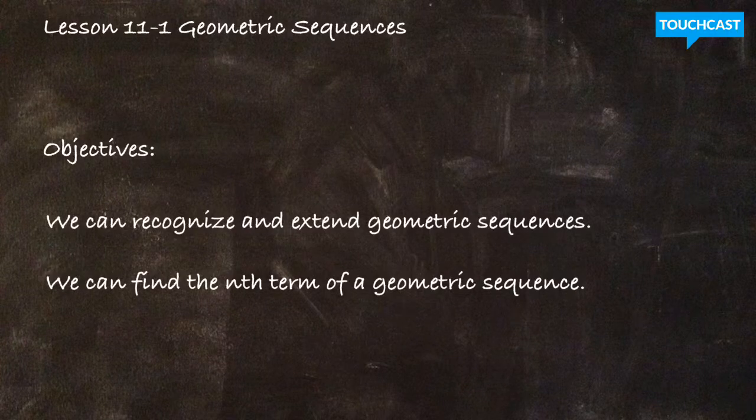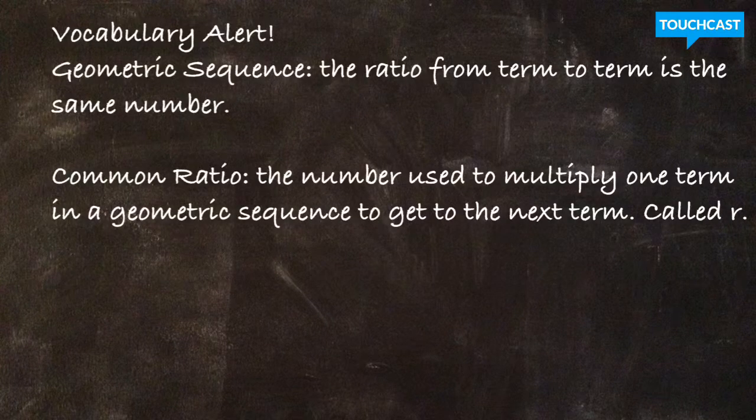Our objectives today are we can recognize and extend a geometric sequence, and we can find the nth term of a geometric sequence. So our vocabulary alert for today. We have geometric sequence, which is just a sequence where the ratio from term to term is the same number. And then the common ratio, which is the number that we use to multiply one term in a geometric sequence to get to the next term, which we call r.